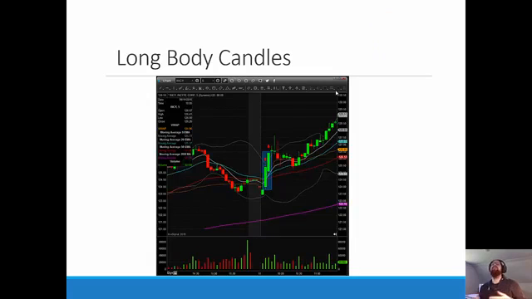Okay, so now here are a couple of long body candles. These are showing very clear control by the buyers, right? Those big green candles, the buyers are in charge on this stock. They're in charge until you get this doji up here. So if you're a new trader and you've never seen a doji, you might not recognize that this isn't a safe place to buy. We've got two dojis in a row.